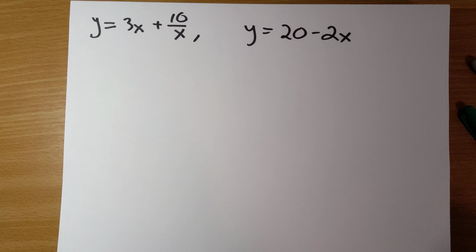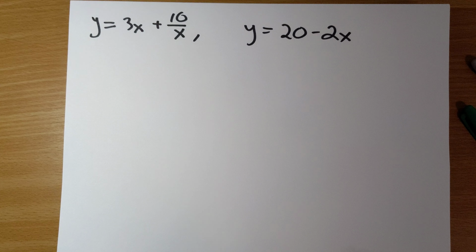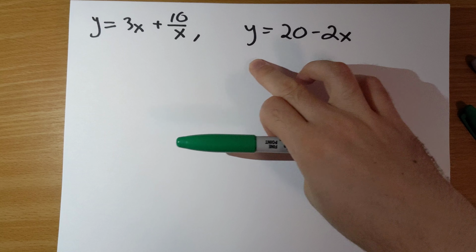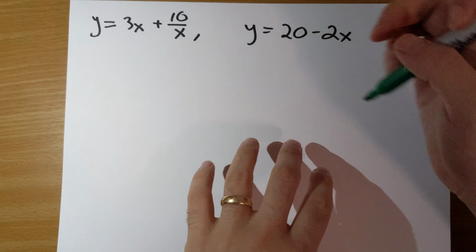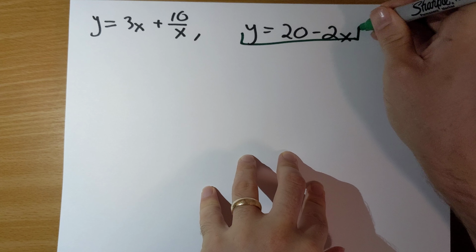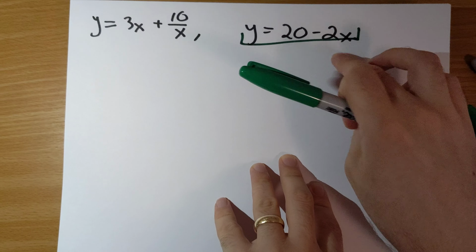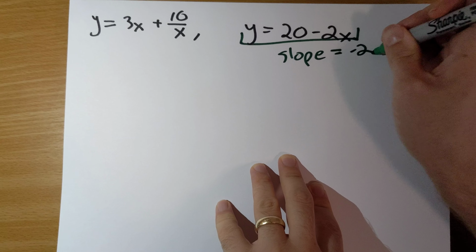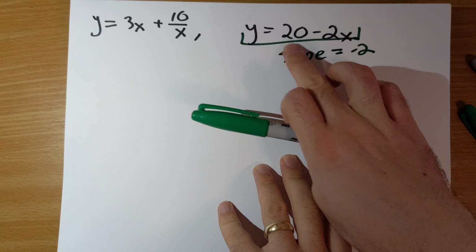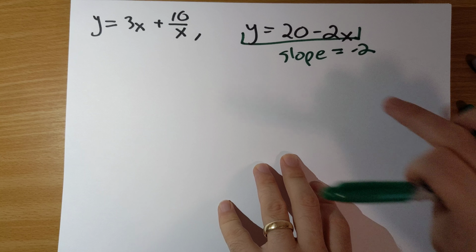Problem 43, find the x-coordinate of each point on the graph of y is equal to 3x plus 10 over x, where the tangent line is parallel to the line y is equal to 20 minus 2x. The only piece of information that we need from the tangent line here as being parallel to this line is that this line has slope equal to -2, because here that's the coefficient of x.